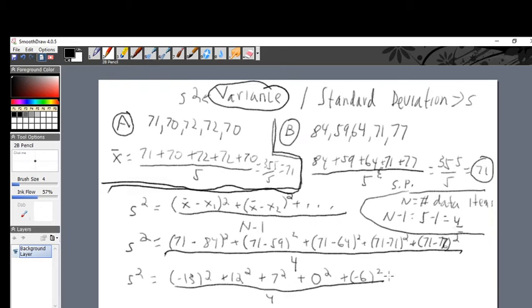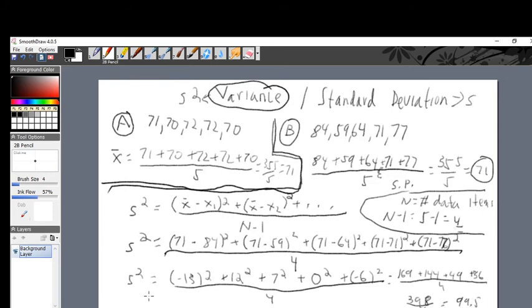Okay, now I might have some room over here. Minus 13 squared is 169. 12 squared is 144. 7 squared is 49. And 0 squared is nothing, and negative 6 squared is 36. Divided by what? Divided by 4. Add those numbers together on top in the numerator, and you get 398. 398 divided by 4. And when you do 398 divided by 4, you get 99.5.